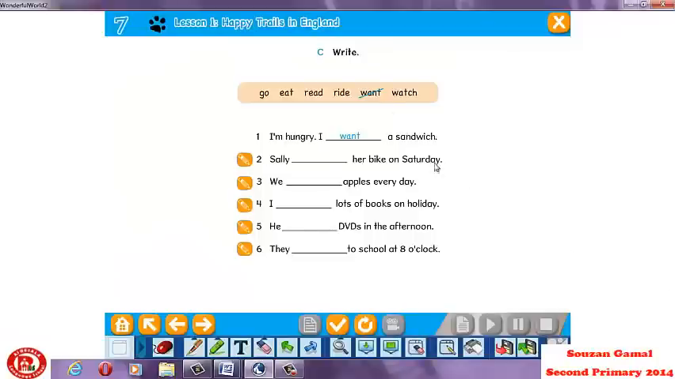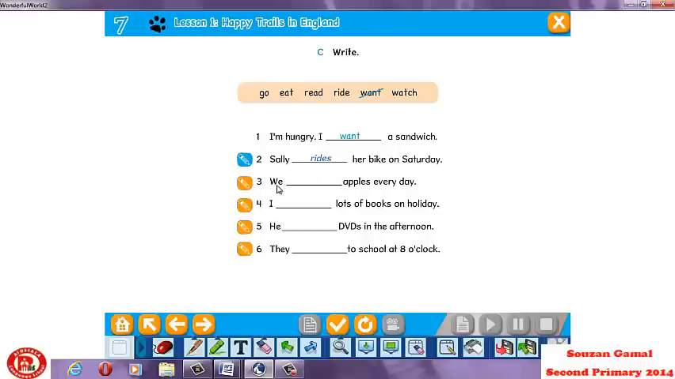Now open your pupils book, page 63. We have this exercise C. Go, eat, read, write, want, watch. Okay? I am hungry. I want a sandwich. Number 2. Sally what? Her bike on Saturday. Sally eats her bike? Can I say this? Or goes her bike? Or rides her bike? Sally rides her bike, okay, on Saturday.